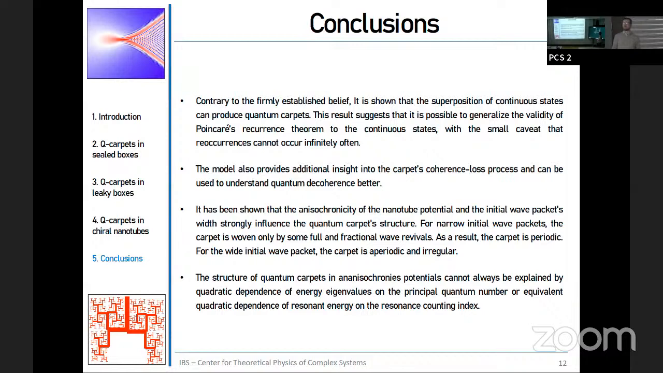We have solved that the anharmonicity of the magnetic potential significantly influenced this pattern. And I hope that I have shown you that this cannot always be explained only by the quadratic dependence on energy, on the principal quantum number. Or you can do the same logic in a standard approach. You will find that the energies of resonance states fit almost perfectly with a quadratic function, quadratic dependence on the counting number, the counting index of the resonance.